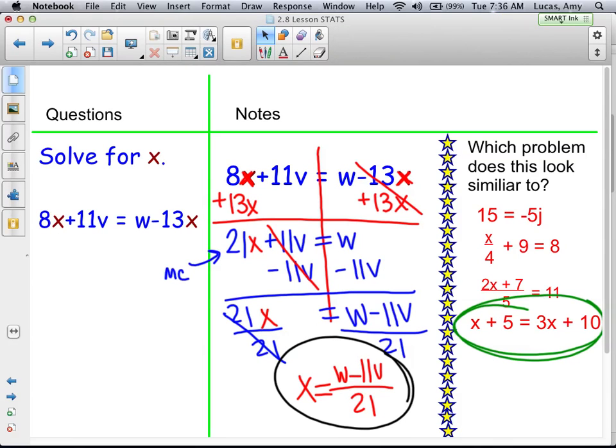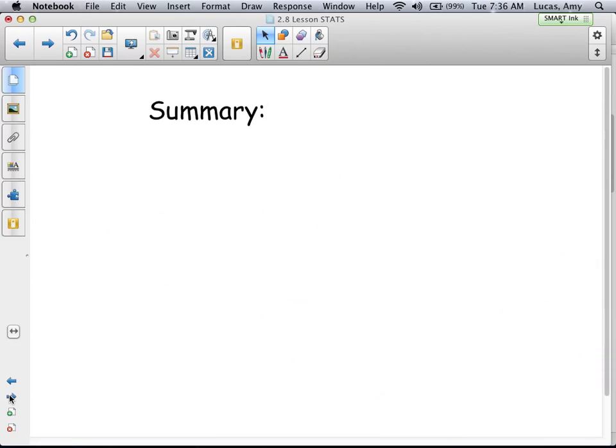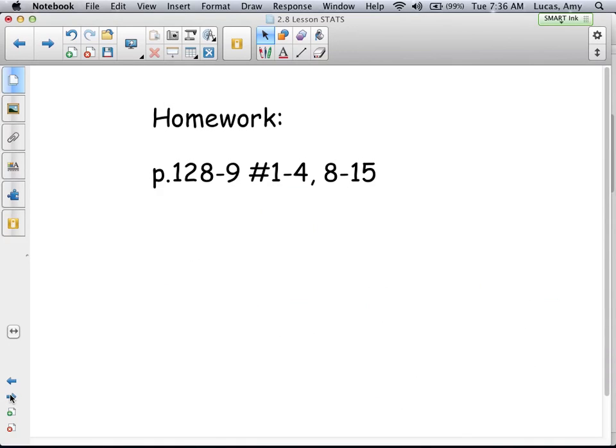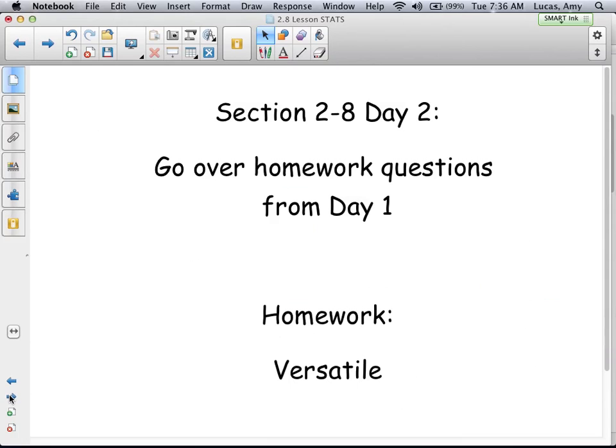That's it. Hopefully you're getting the hang of these. We will spend a second day on these types of problems. So the first day we have some book problems for you to try out. And then the second day, you can write your summary now. These are your book problems, so 1 through 4, 8 to 15. And then the second day in class, we'll be going over all of the homework questions that you need. And then we have a versatile that we're going to do for some extra practice on these because we know that they're very tricky.